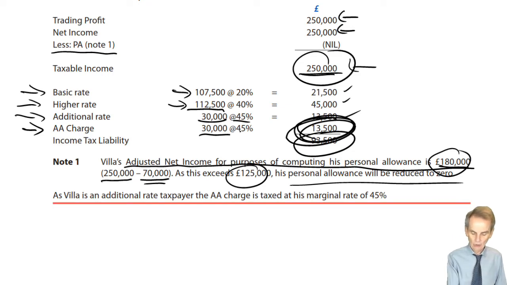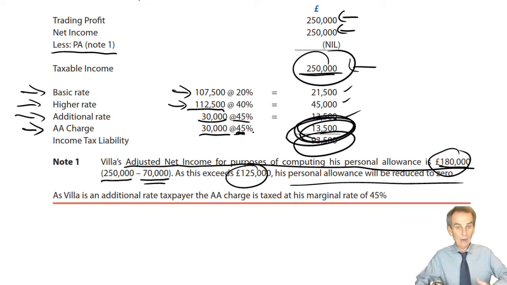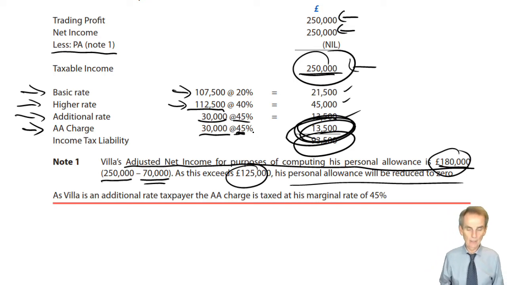Again, the AA charge is at 45%. Your marginal rate of tax, you are already an additional rate taxpayer. So the bit that we now add on top of your normal taxable income is in the additional rate. Non-savings income, taxed therefore at 45%.